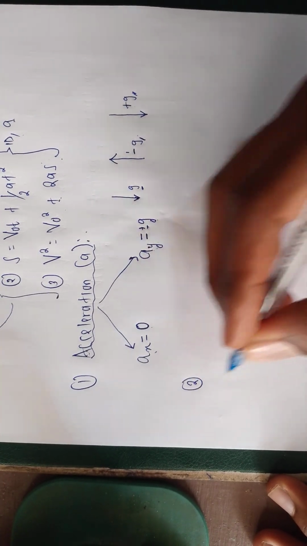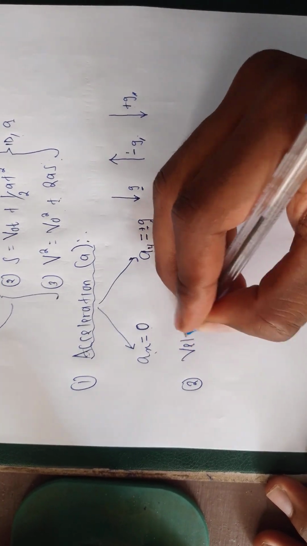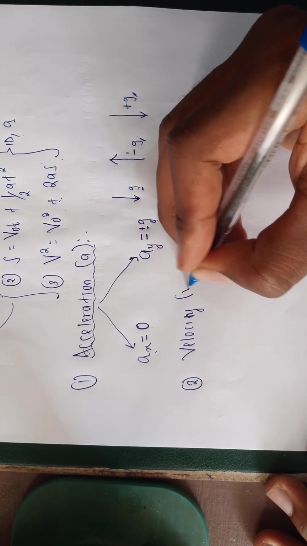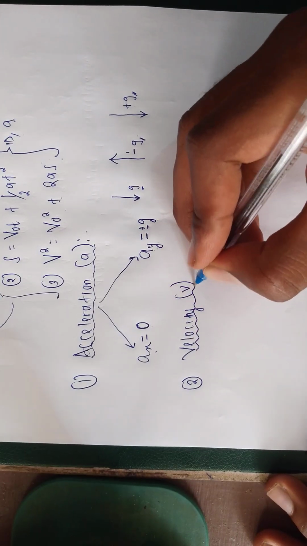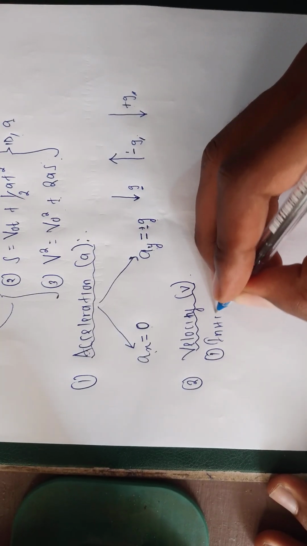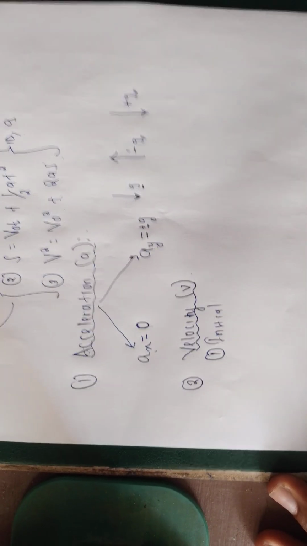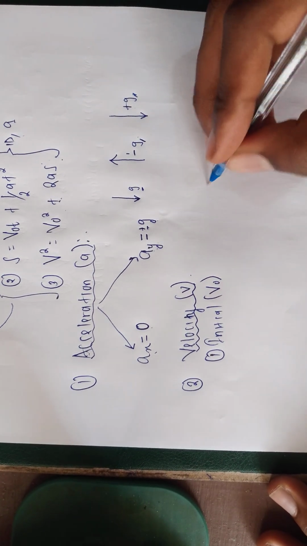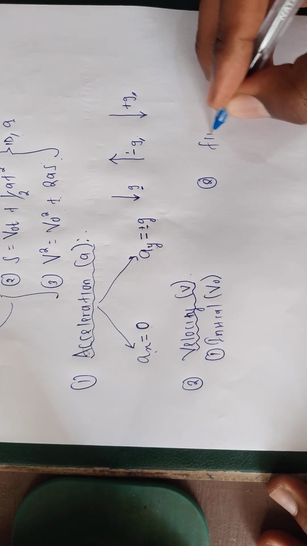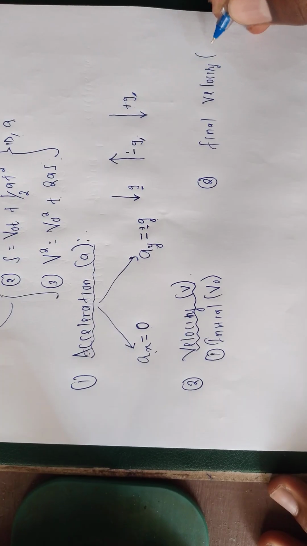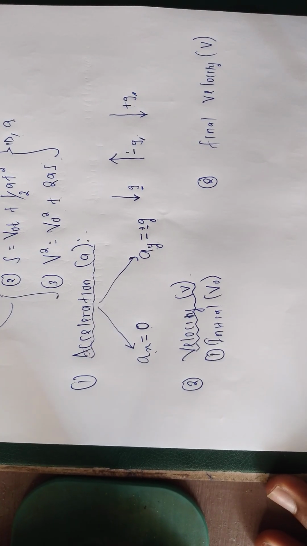Then number two, the other vector that we have is your velocity. For the velocity, you're going to have the initial velocity, and you're also going to have the final velocity. For the initial and final velocity, you're supposed to find the x and y components.